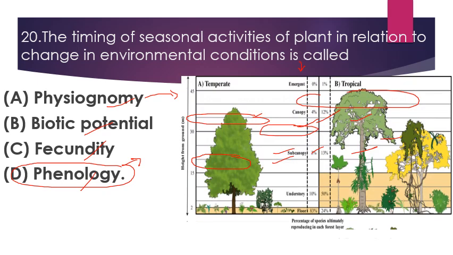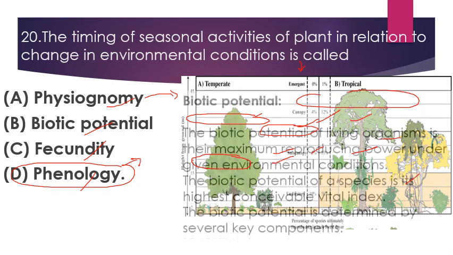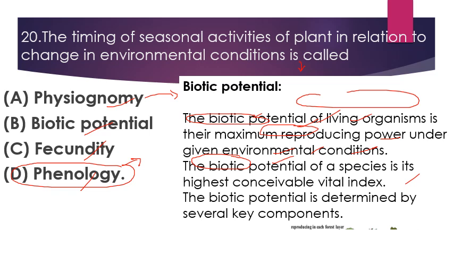Next comes, so this is the photograph which shows various stratification in the forest. जो tree height है उसके basis पे strata बनते हैं, so that gives an appearance, that is called physiognomy. Next comes biotic potential. Biotic potential of living organism is their maximum reproducing power. तो जो reproducing power है means how many offsprings they can produce, so that is termed as biotic potential.